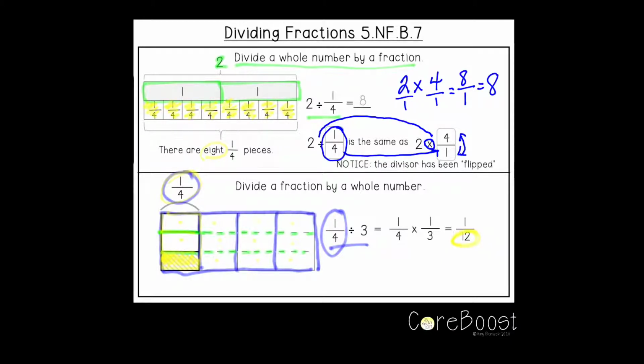So this is a picture of 1/4 divided by 3. I have my 1/4, I've divided it into 3 parts, and the value of this piece down here that's shaded yellow is 1/12. So now let's look at the equation. 1/4 divided by 3 is the same as saying 1/4 times 1/3. I can look at 3 as 3/1, and I flipped it. It's now 1/3. So solve with multiplication. 1 times 1 is 1, 4 times 3 is 12, and your answer is 1/12.